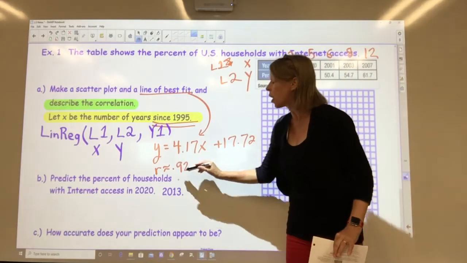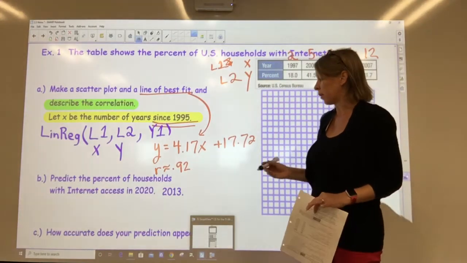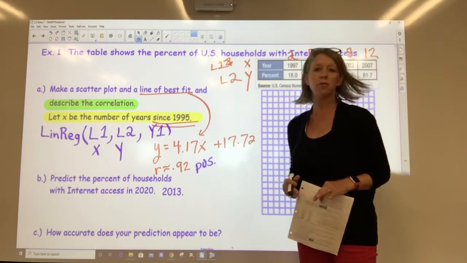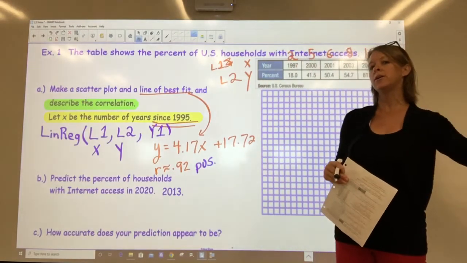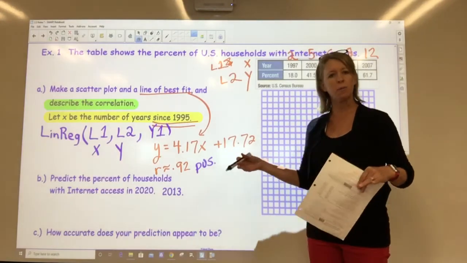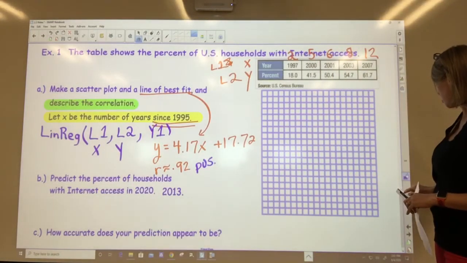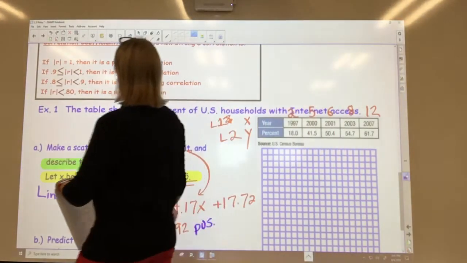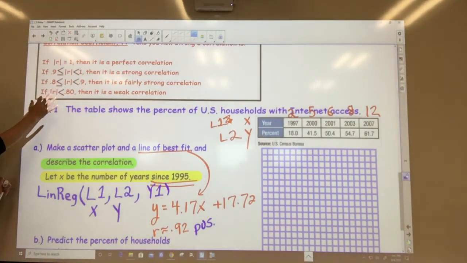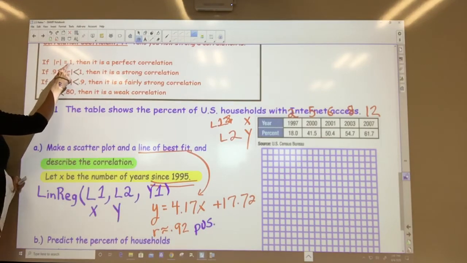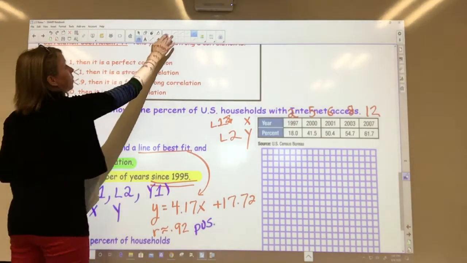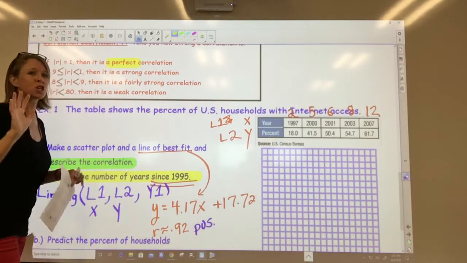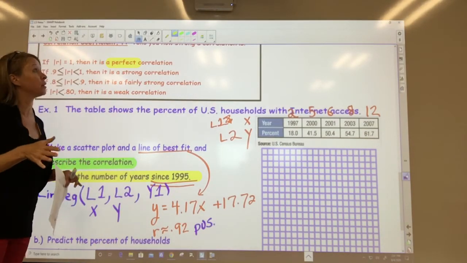Okay. If the R value is a positive number, then that means the correlation is positive. Had this R value been negative 0.92, then we would have categorized it as being negative. Okay. Now when it comes to the strength, you can look up above here and see where we think 0.92 falls in this chart. Okay. If the R value is exactly 1, then we're going to say the correlation is perfect, and that means all your points were in a perfectly straight line.